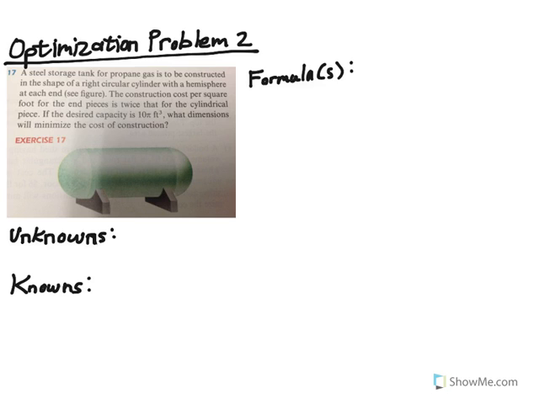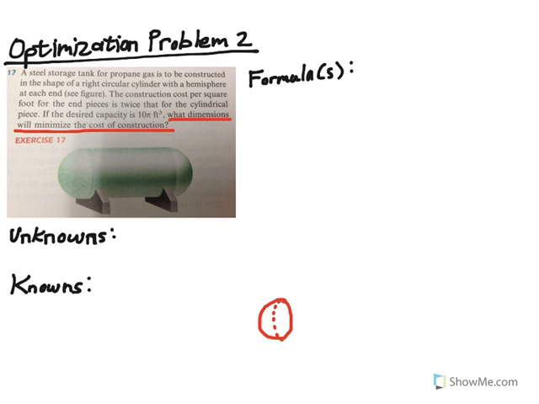The unknowns are pretty easy to find in any problem. You look for the statements that are either commands or are questions. And so the question in this problem is, what dimensions will minimize the cost of construction? Now notice that they are asking for dimensions, that is more than one dimension. In other words, more than one specification for our tank. Well, if you look at a cylindrical tank with hemispherical ends, you can break it up into three shapes.